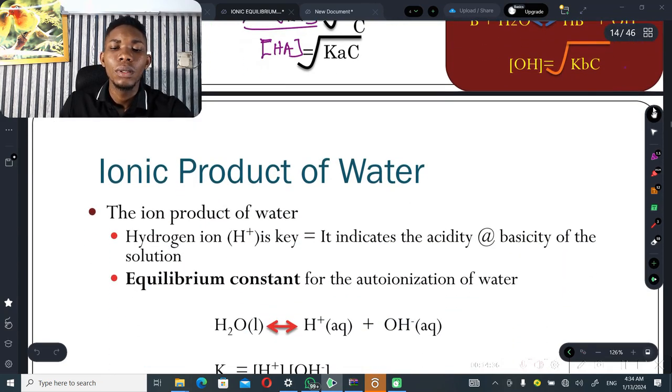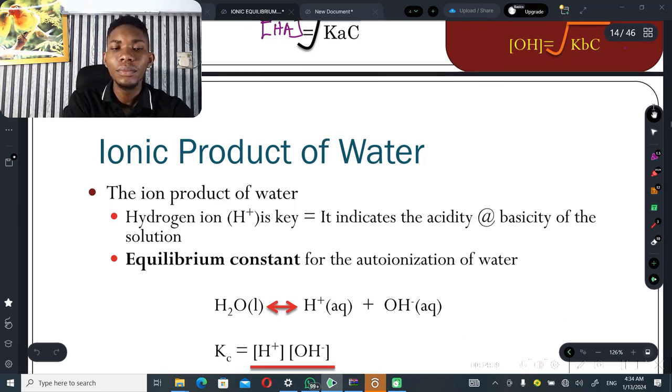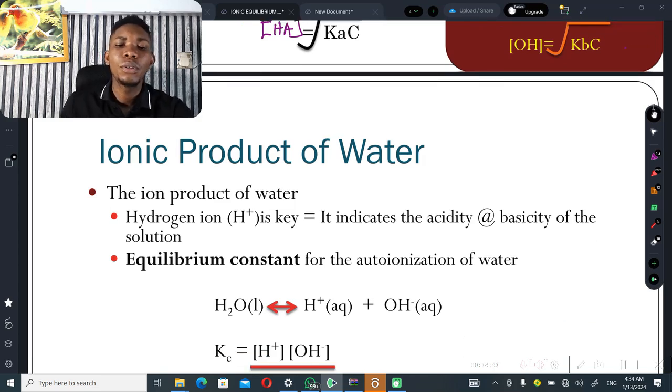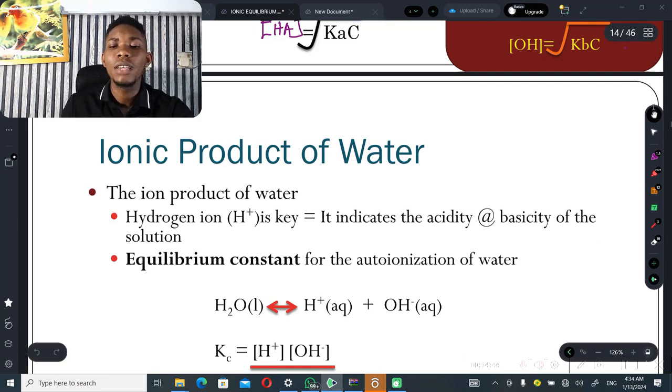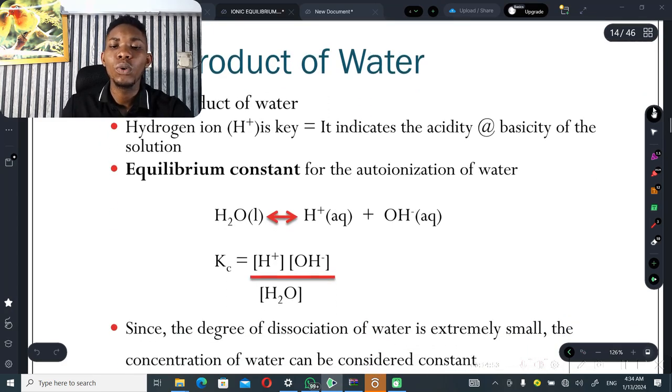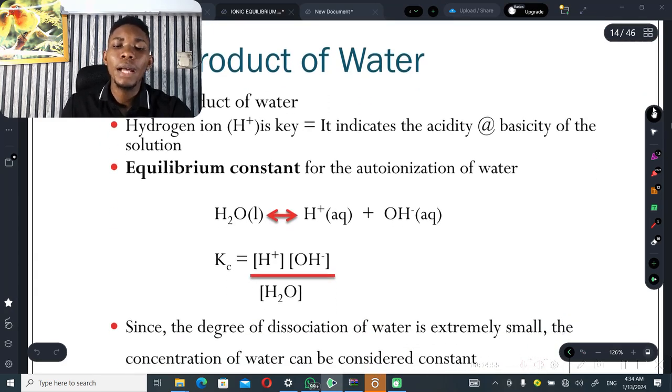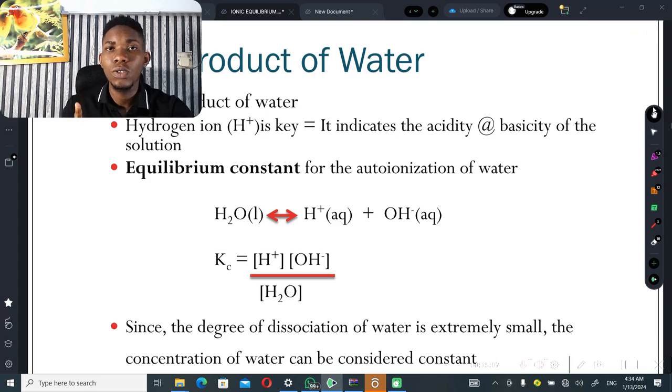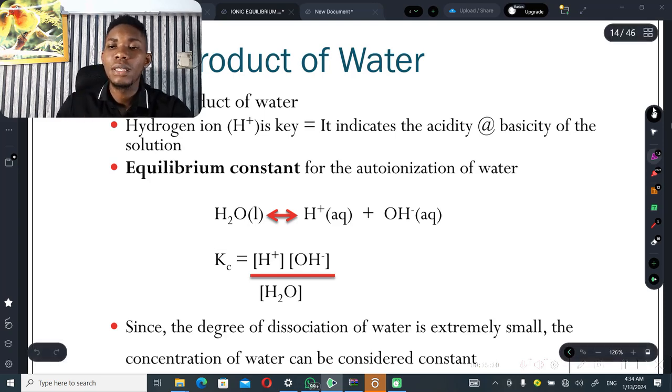Alright, now the ionic product of water. When we talk about the ionic product of water, the hydrogen ion is key. It indicates the acidity and the basicity of the solution. Is that okay? Now, equilibrium constant for auto ionization of water. When we talk about auto ionization of water, we are saying that water acts as an acid and also as a base. Are you getting it? Now, how does this happen?